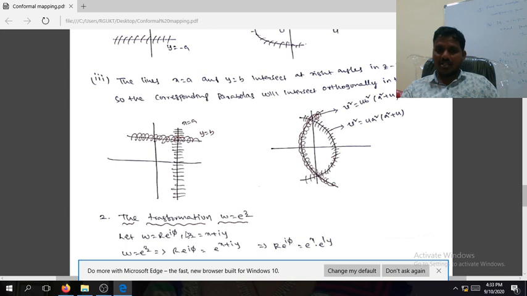If I am taking x is equal to a, what is the parabola we have in the first case? v square is equal to 4a square into a square plus u. If I am taking y is equal to b, what is the parabola in the second case? v square is equal to 4b square into b square minus u. The region bounded by x is equal to a and y is equal to b is mapped to the region bounded by the parabolas v square is equal to 4a square into a square plus u, or v square is equal to 4b square into b square minus u.